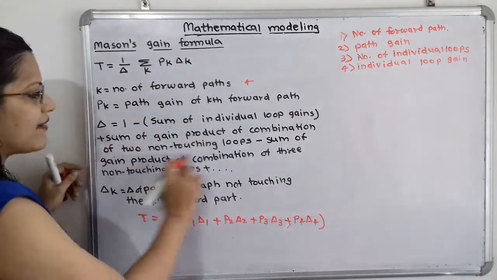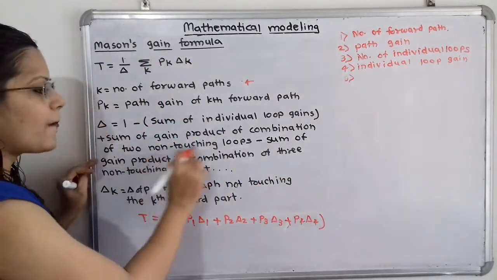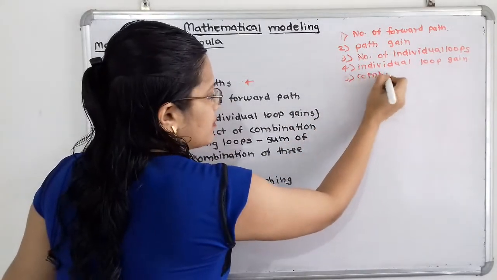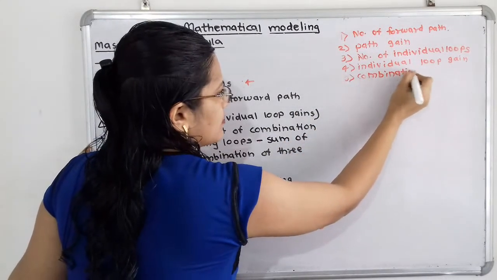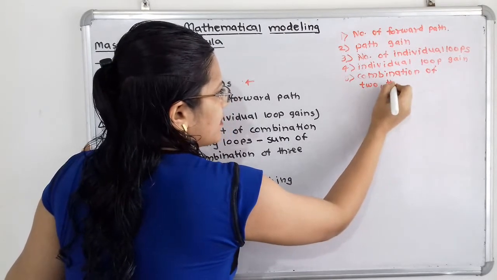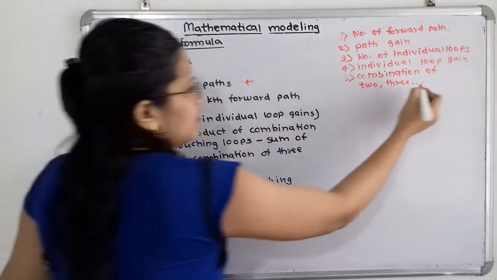So for that, the fifth point is that we have to find out the combinations of 2, 3 and so on non-touching loops.